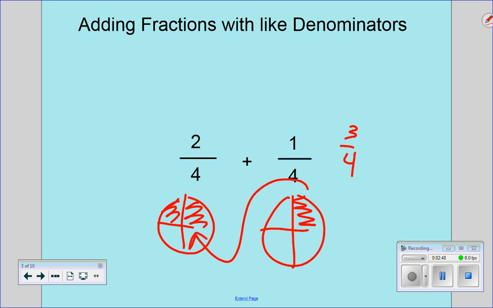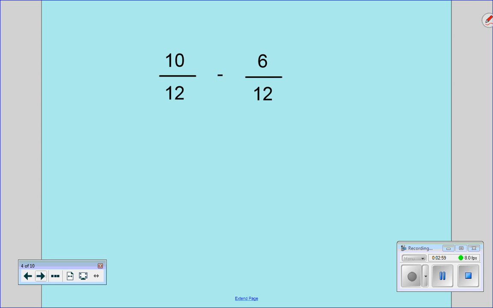So I'm never adding the denominators, ever. If you have 3 out of 8, it's completely wrong. You totally changed it. That's what people get wrong all the time when we're adding like denominators. Now what about subtracting? Yeah, Kira. Yeah, same thing. Subtracting the top. 10 minus 6, 4 out of 12.